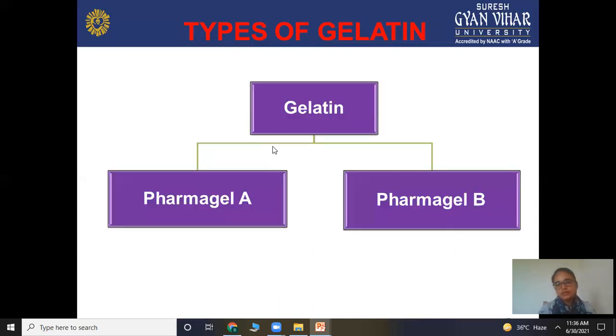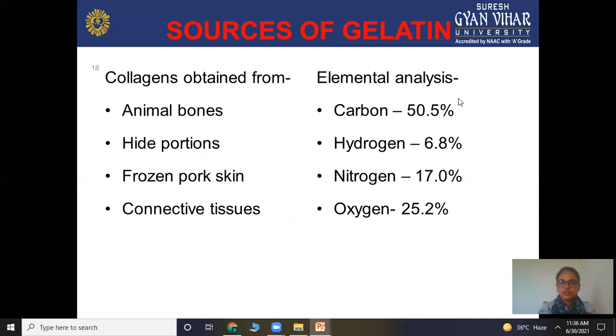Next is gelatin type. It is available in two types, pharmacogel A and pharmacogel B gelatin. In the sources of gelatin, collagen often from elemental analysis: if you say that collagen is often from animal bone, then carbon is 50.50% in elemental analysis. Next is hide portion, in this hydrogen is 6.8%, and frozen pork skin has nitrogen 17%. And if we see the connective tissue, then oxygen is 25.2%. These are the sources of gelatin according to collagen.